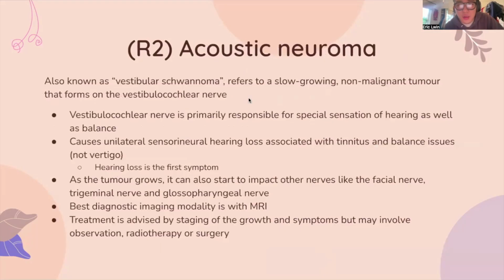Next condition is acoustic neuroma. This is also known as a vestibular schwannoma and refers to a slow-growing, non-malignant tumor that forms on the vestibulocochlear nerve. As I mentioned earlier, the vestibulocochlear nerve is primarily responsible for special sensation of hearing as well as balance.